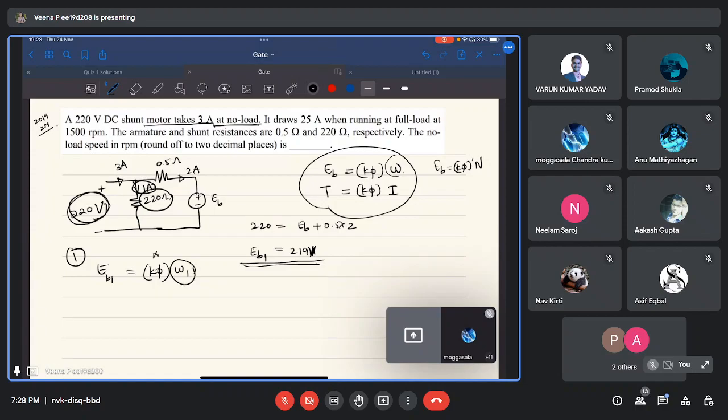We don't know K phi. So we are given another case under full load. It is given that it draws 25 ampere when running at full load. So in the same circuit, now it draws 25 ampere. Now the current through the field, what will be the current through the field?